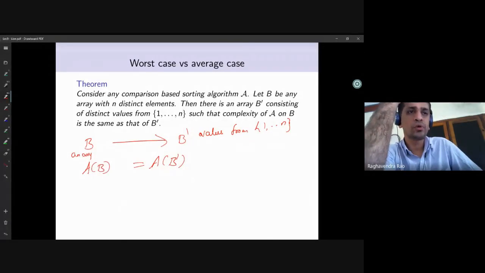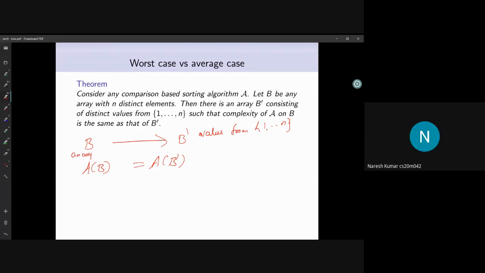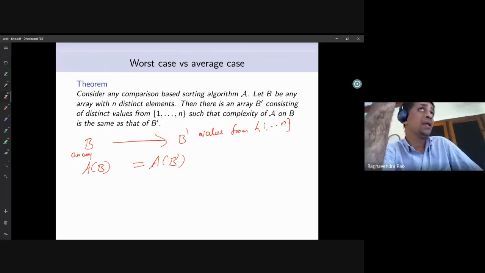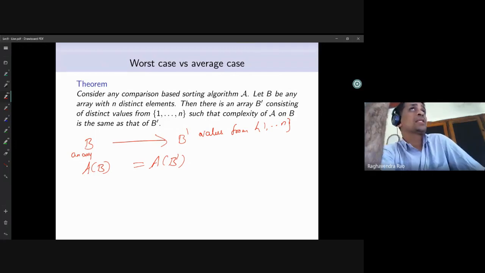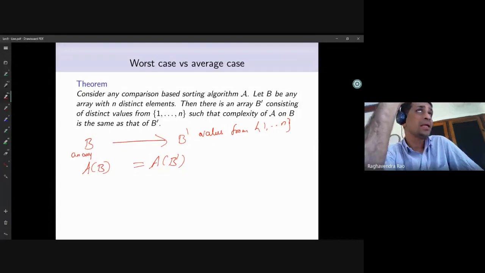So that was only how B is different from B prime. B could be anything. B could have, say, the least element n square and the largest element 2 power n, whatever. It's unbounded, there is no restriction on the values, whereas B prime takes values only from 1 to n, nothing more.